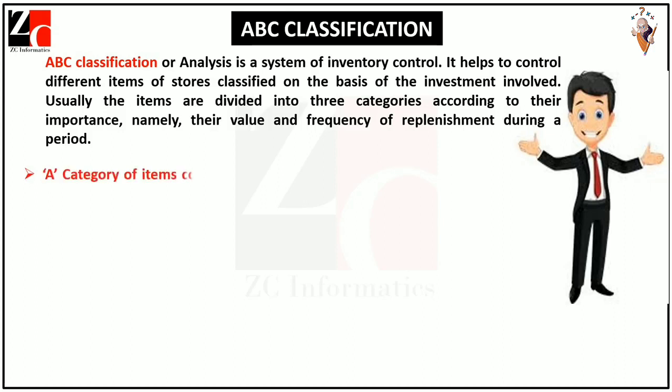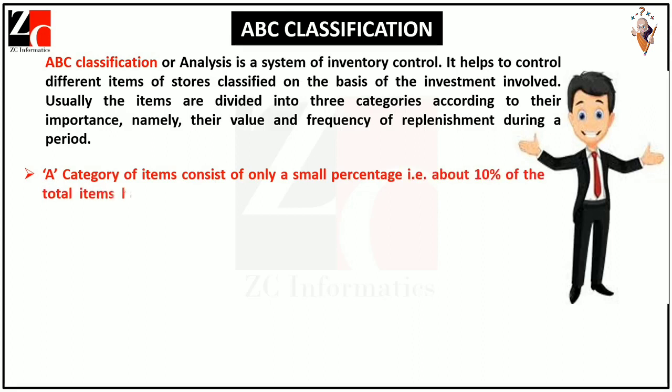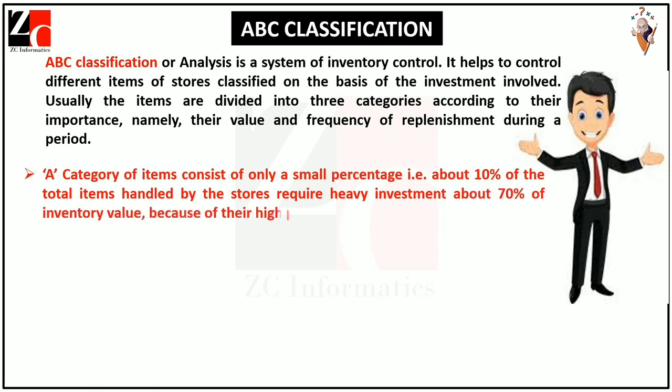A category items. A category of items consists of only a small percentage, that is, about 10% of total items handled by the stores, and requires heavy investment, about 70% of the inventory value, because of their high price or heavy requirement or both.